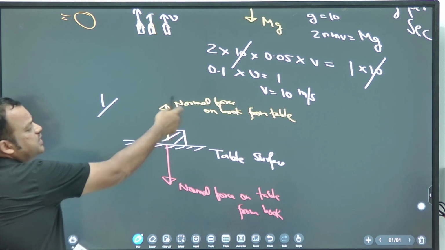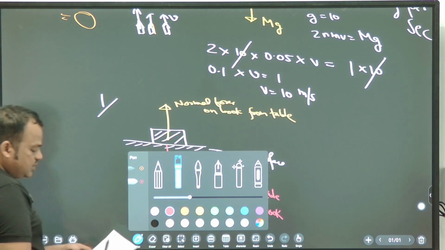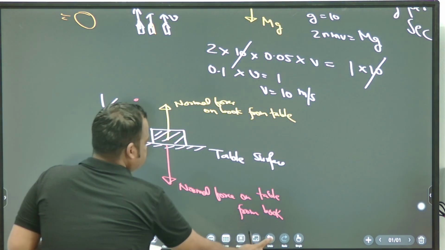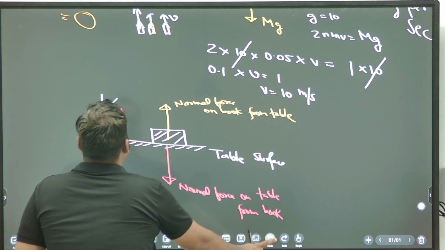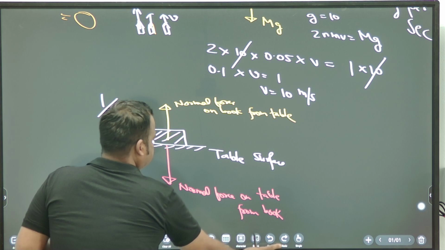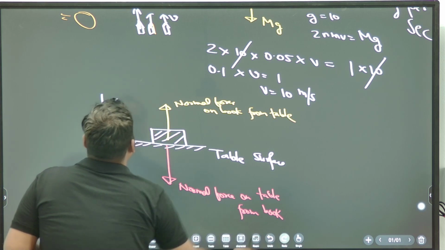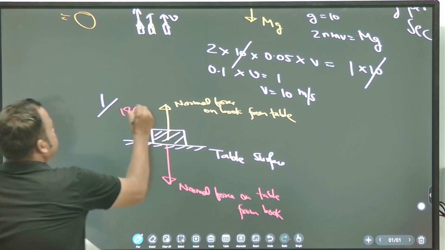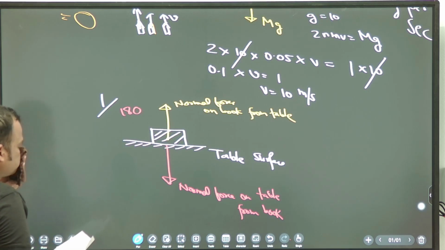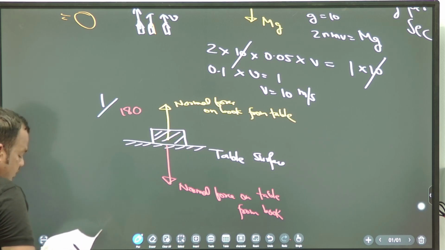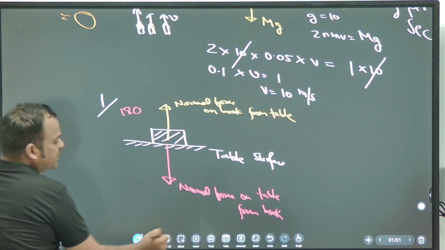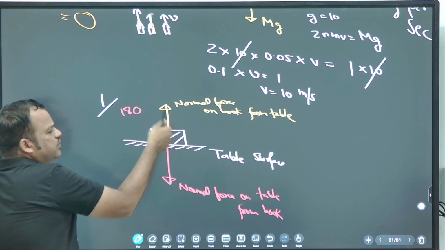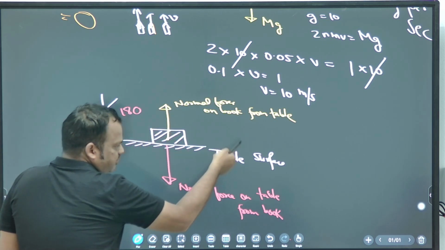Action reaction. They are action reaction. Correct or not? Oh, answer is 0. Okay. No. Change it. 180 degree. Answer is 180 degree. Okay. Note down. Correct the answer. So these are action reactions. This is action, this is reaction. Action is acting on book, reaction is acting on table.